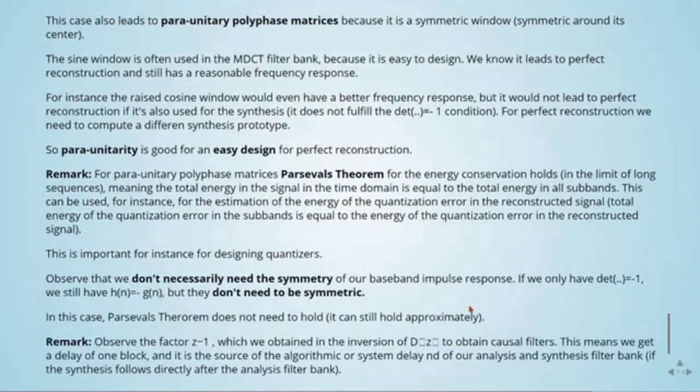Remark that for para-unitary polyphase matrices, Parseval's theorem for energy conservation still holds in the limit of long sequences, meaning that the total energy in the signal in the time domain is equal to the total energy in all subbands. This can be used, for example, for the estimation of the energy of the quantization error: the total energy of quantization error in the subbands is equal to the energy of the quantization error in the reconstructed signal. This is important, for instance, for designing quantizers.